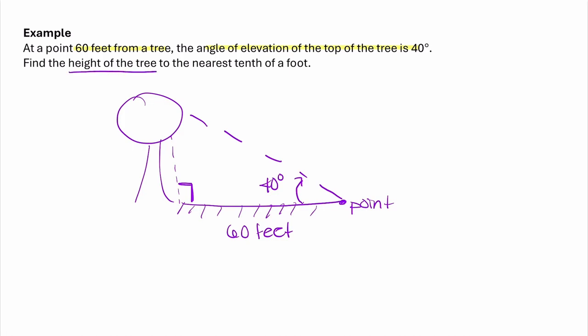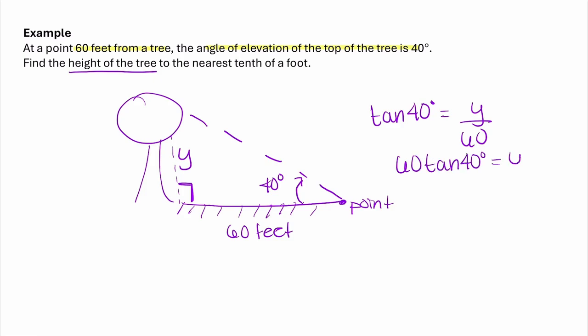Here it's asking us for the height of the tree. If I call the height of the tree y, we can set up a trig ratio. We have an angle, we have y, which is the opposite, and we have 60, which is the adjacent. So tangent of 40 is equal to y over 60. To solve this, I multiply both sides by 60, so I have 60 tangent 40 is equal to y.